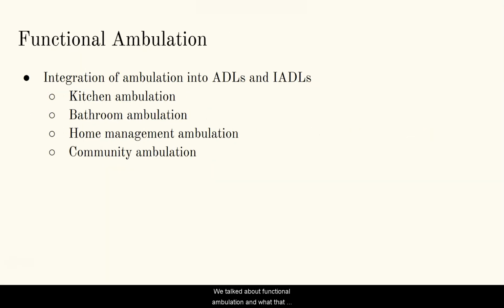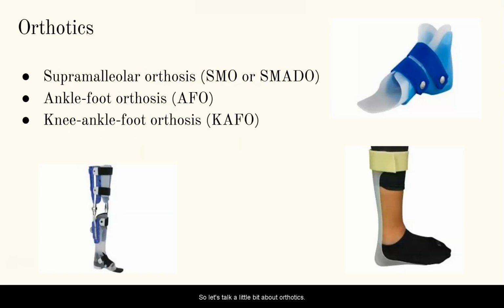So we talked about functional ambulation and what that looks like in a kitchen environment, the bathroom, home management, community. So let's talk a little bit about orthotics. So some orthotics that you might be exposed to, an SMO or a supramalleolar orthosis. This is around the foot and ankle. An ankle foot orthosis or an AFO, that is the bottom right of your screen. That is providing a little bit more stability for the ankle up towards the knee. A KAFO, knee ankle foot orthosis, which provides more stability up through the hip.